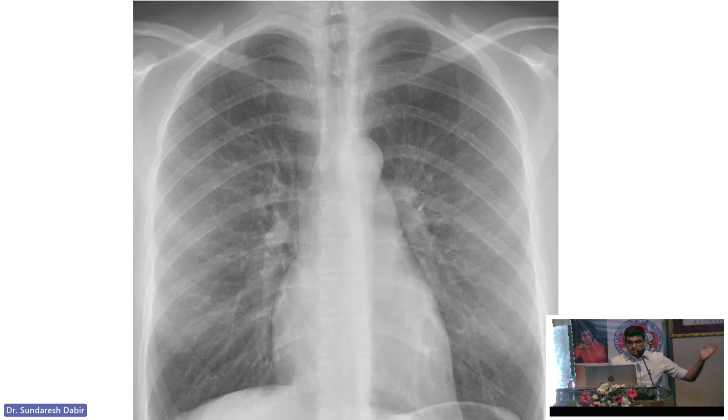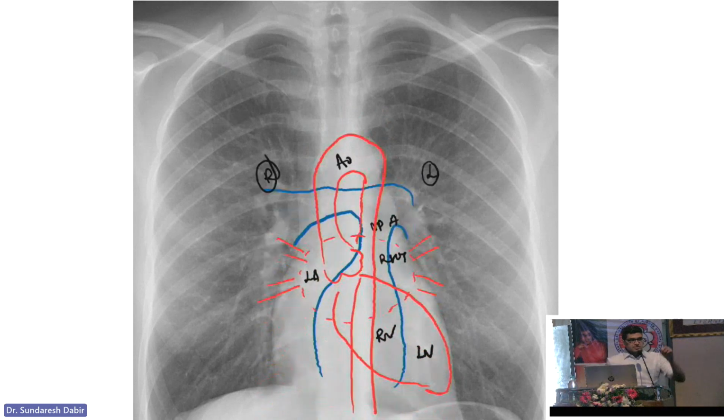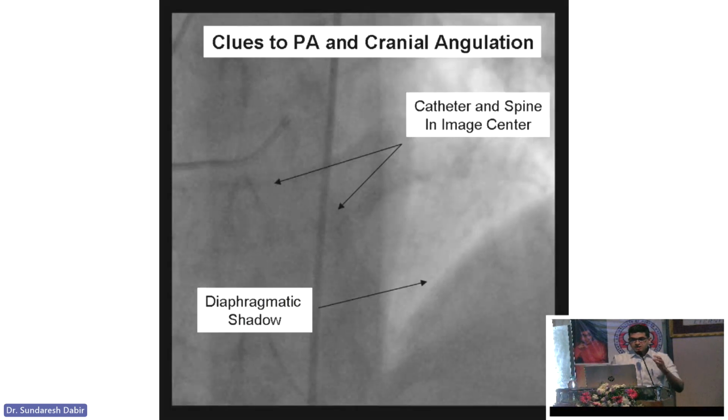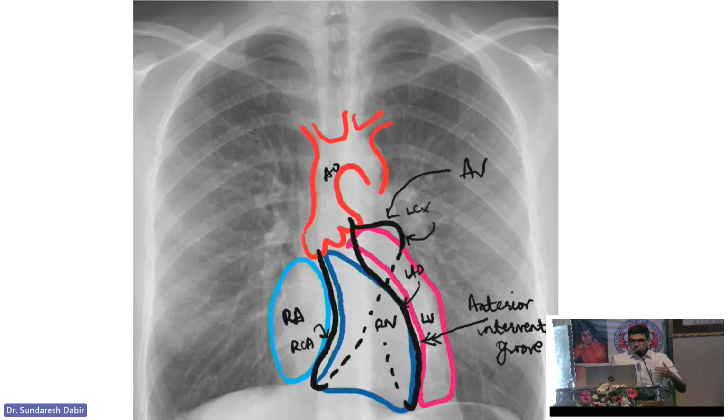So this is the PA projection of the heart. If I superimpose, this is how the structures look. The main basic thing is that your LAD runs on the anterior interventricular groove, so it runs between the RV and the LV, right? And the circ runs on the AV groove, the atrioventricular groove, so it runs between the LV and the LA, isn't it? And the RCA runs just on the inferior wall. So this is the basic projection, right?